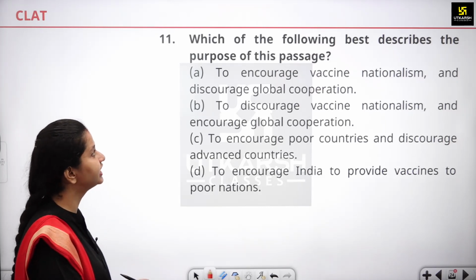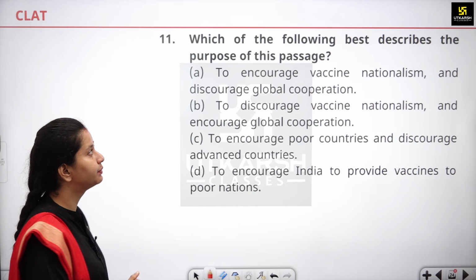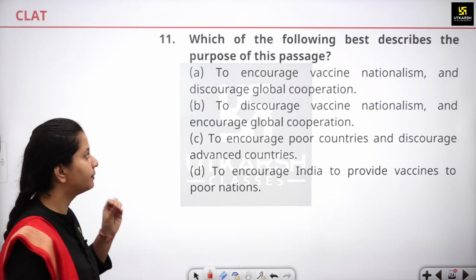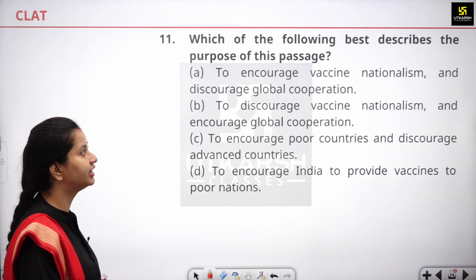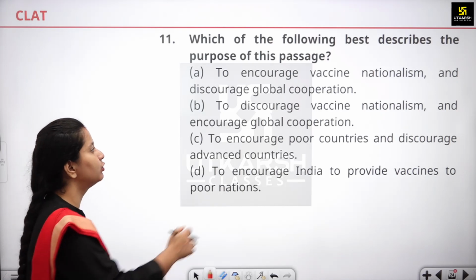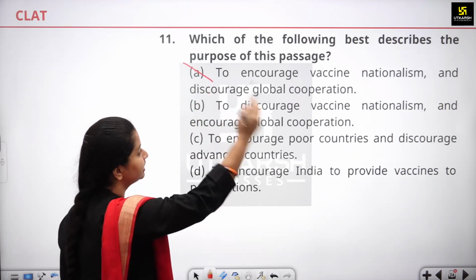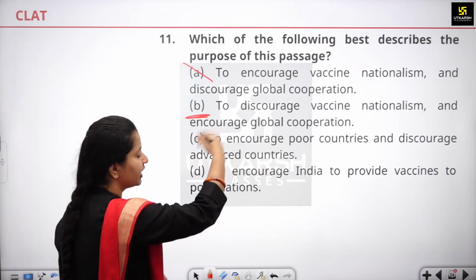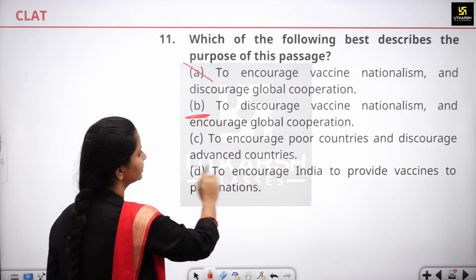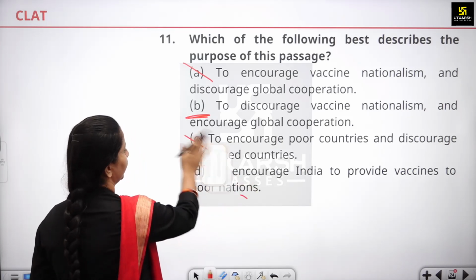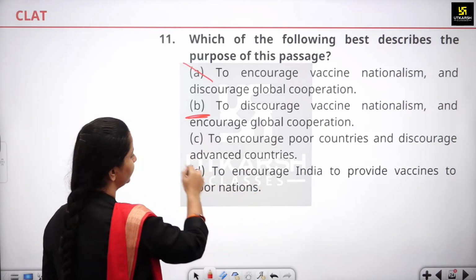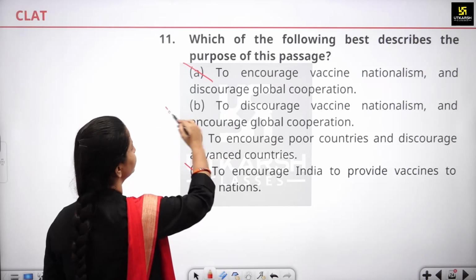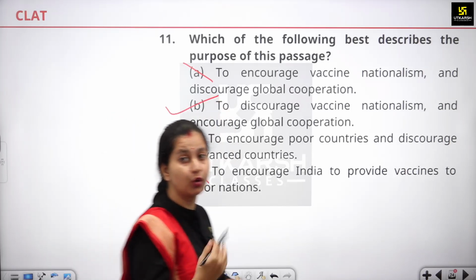The first question says, which of the following best describes the purpose of this passage? So passage का purpose कौन describe कर रहा है? Option A, to encourage vaccine nationalism and discourage global cooperation. No. To discourage vaccine nationalism and encourage global cooperation could be the answer. To encourage poor countries and discourage advanced countries. No. To encourage India to provide vaccine to poor nations. No. The correct answer is to discourage vaccine nationalism and encourage global cooperation.